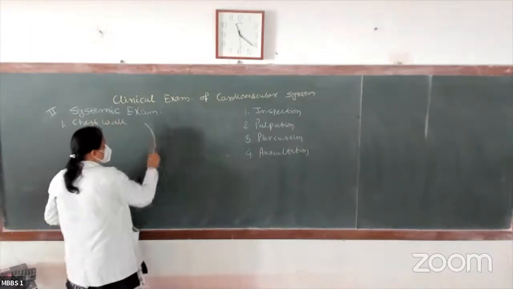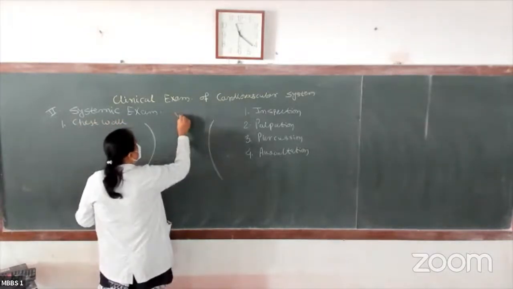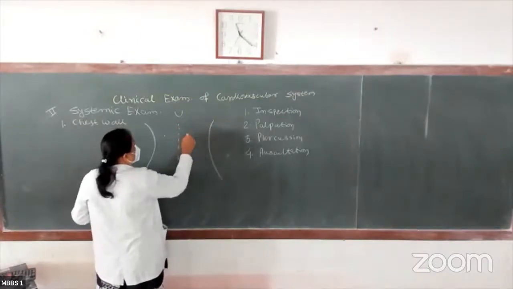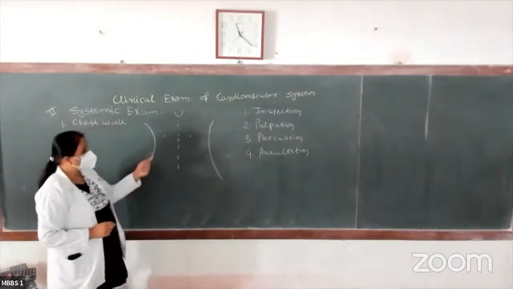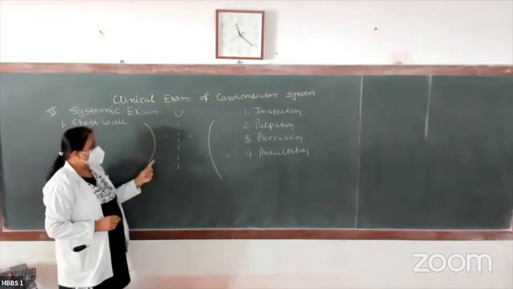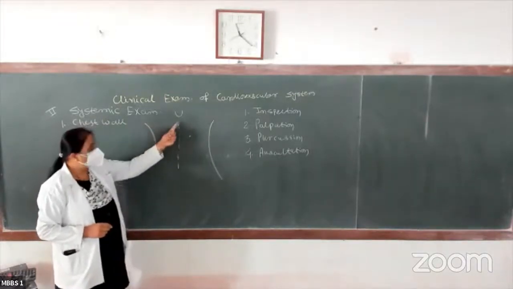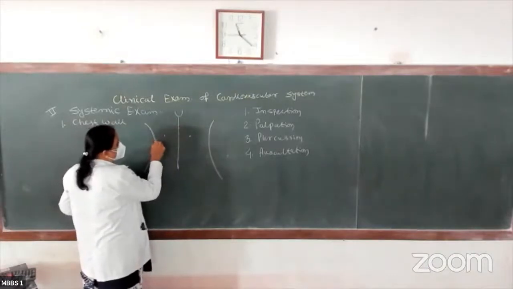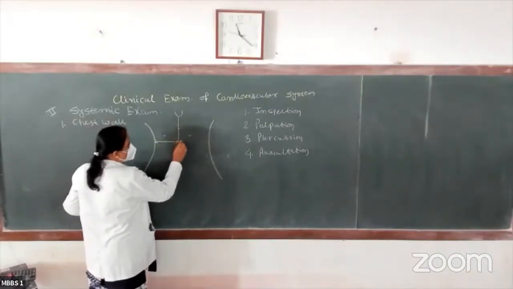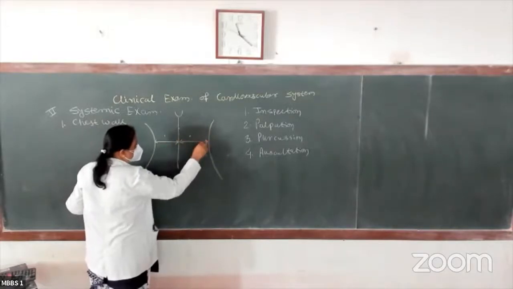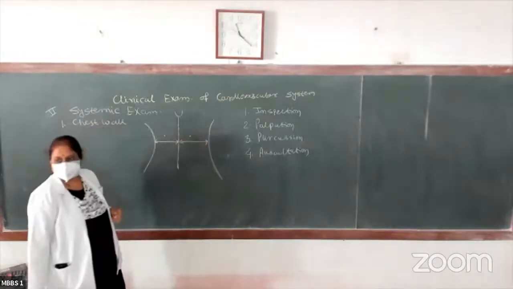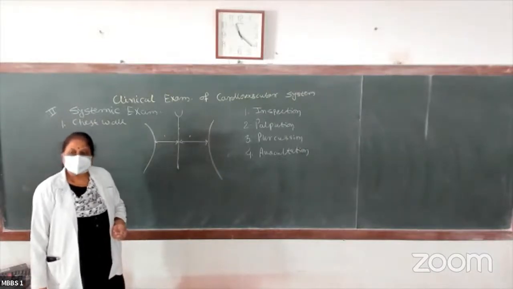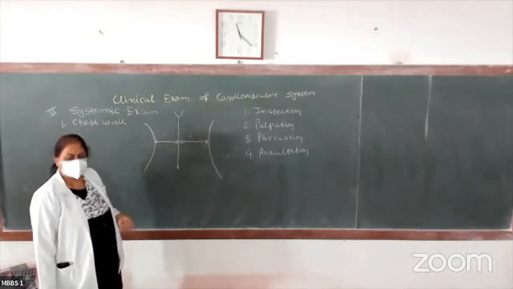Symmetrical or asymmetrical. This is the suprasternal notch. This is the sternum. The distance between the anterior axillary line and the mid-sternal line should be the same on both sides. It is called a symmetrical chest. In some diseases, there is asymmetry of the chest.